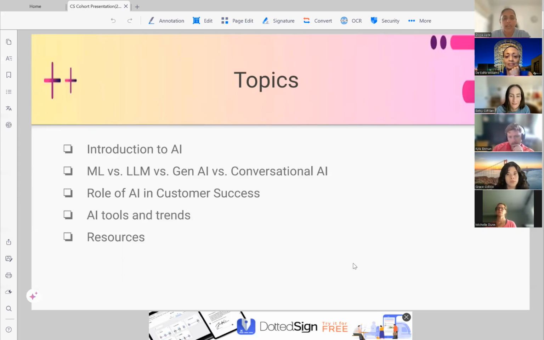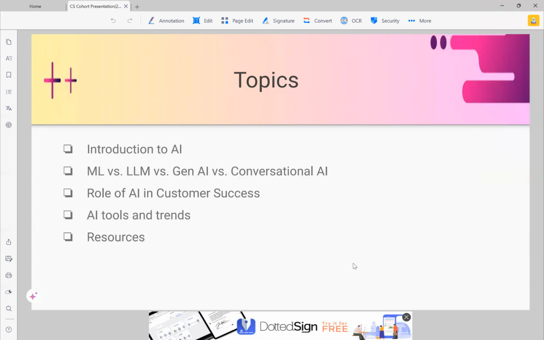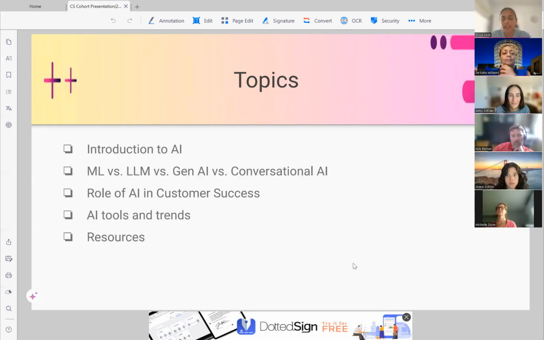to now. And then after that, I just want to touch upon some brief keywords or buzzwords that you might already be hearing. And that's machine learning. What is that? What are large language models, the LLMs? What is generative AI? What is conversational AI? And then we'll go into some of the different roles that AI plays within all the different customer success functions. And then we'll talk about what are some of the AI tools that I use nowadays and what are some of the trends that I'm seeing.